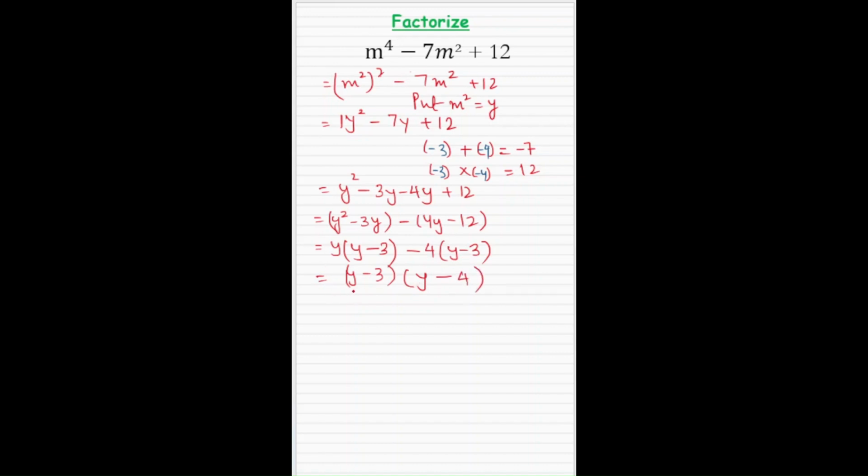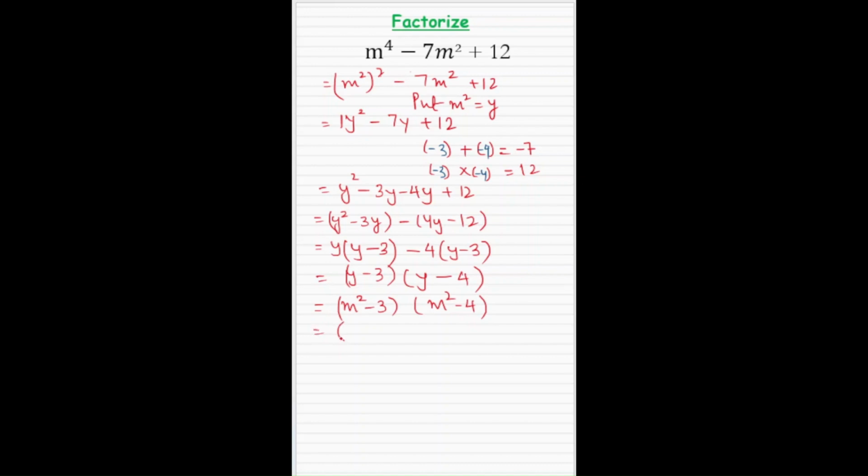Now, my original trinomial, or the polynomial, was in the variable m, so I cannot leave my answer in the form of y. m^2 was y, so let's put back y as m^2. So it becomes (m^2 minus 3) times (m^2 minus 4).